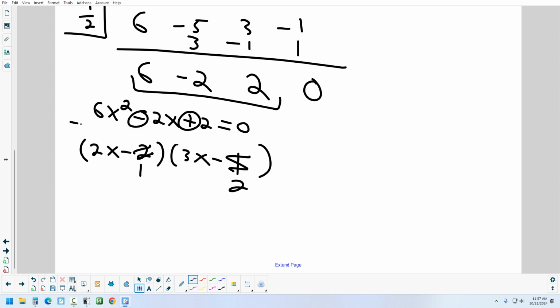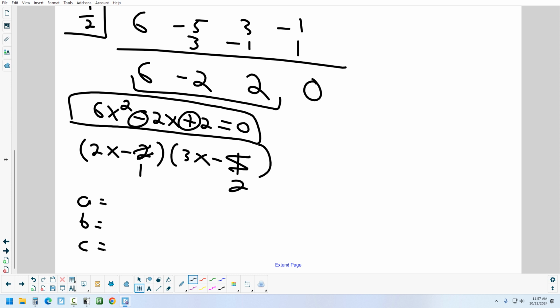We have to solve this equation, but we can't factor it. Quadratic formula? We have to use the quadratic formula. Yep. What's the A in this case? 6. The B? -2. And the C? 2.